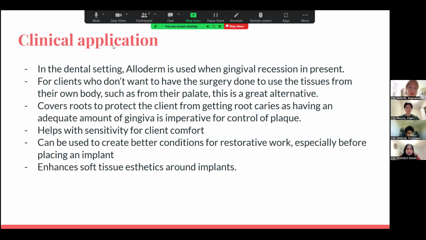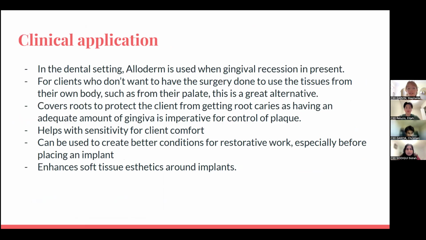So the clinical application. In the dental setting, alloderm is used when gingival recession is present. For clients who do not want to have the surgery done to use tissues from their own body, such as from their palate, this is a great alternative. Alloderm helps to cover roots to protect the client from getting root caries, as having an adequate amount of gingiva is imperative for control of plaque. It also helps with sensitivity for client comfort.